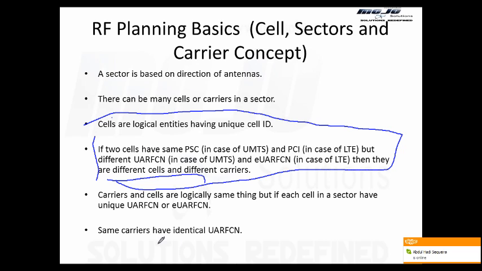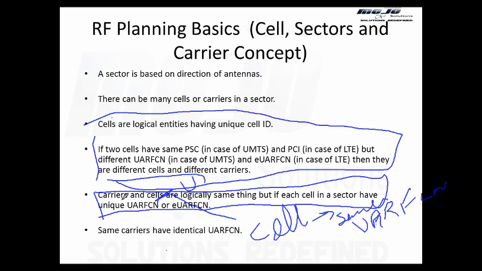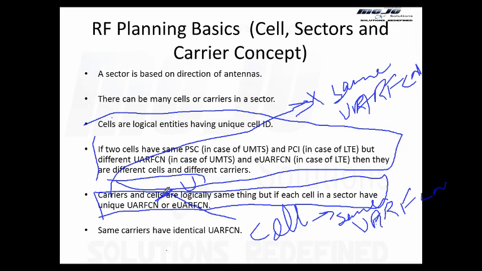So carriers and cells are logically the same, but each cell in the sector can have unique UARFCNs. Okay, remember, cells can have the same UARFCN, but two carriers cannot have the same UARFCN. And this is true for both LTE and UMTS. Okay, remember that.